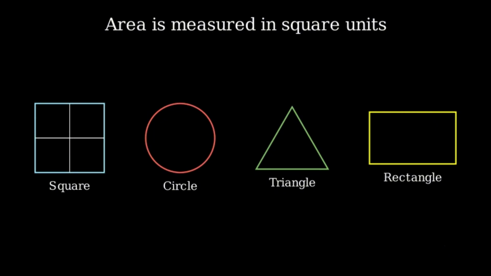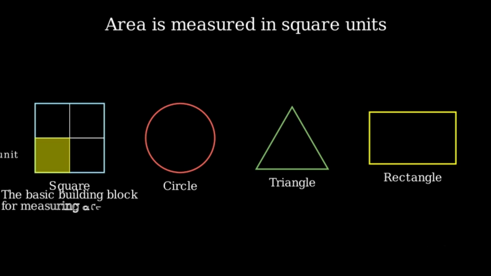We can divide it into smaller, equal-sized squares. Each of these smaller squares is exactly 1 unit on each side, and we call this a square unit. If we count, we can see our blue square contains 4 of these square units. This 1 square unit becomes our measuring tool for area. Just like we use inches or centimeters to measure length, we use square units to measure area. It's our standard building block.